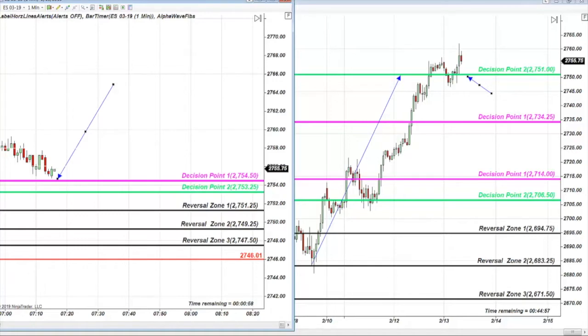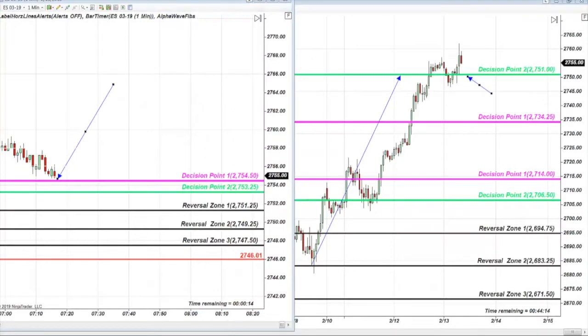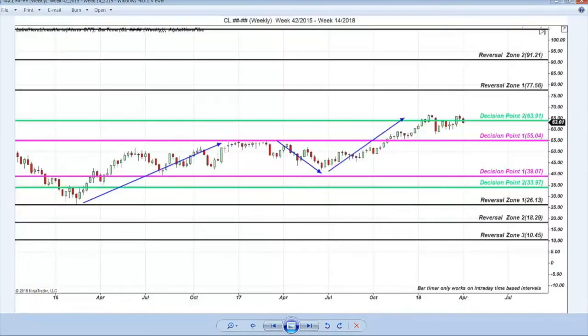And this is oil in 2016, rallied from trend inception reversal zone until key Fibonacci resistance. Weekly chart, hold time: weeks, months, and potential years. And this is oil next, 2 years later. Skyrocketed through, reaching 64, and eventually reaching the reversal zone where oil crashed from.